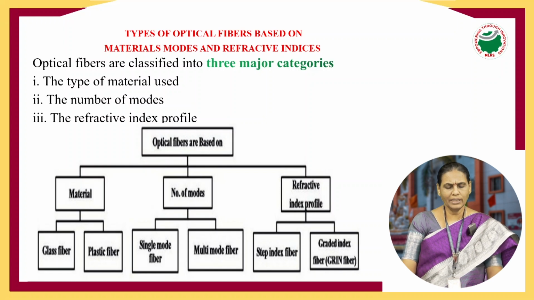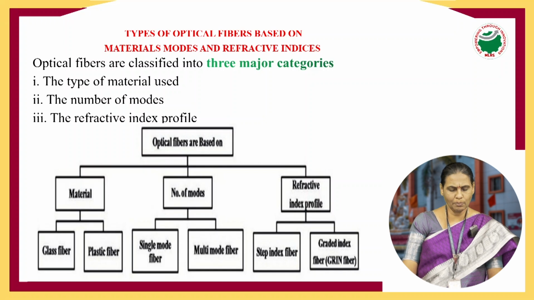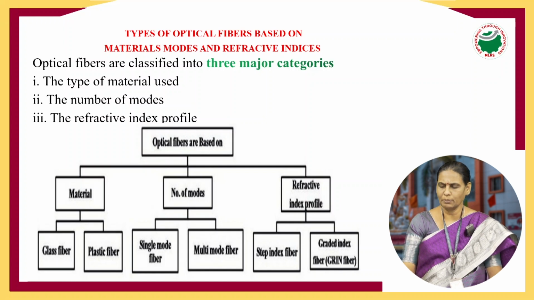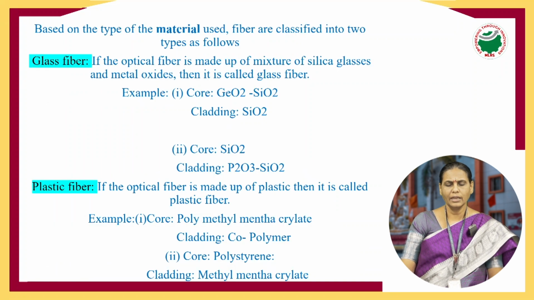You can see, based on the material, there are two different types: glass fibers and plastic fibers. Next, based on the number of modes, we have two: single mode optical fiber and multi-mode optical fiber. Last one, based on refractive index profile, we have two types: step index optical fiber and graded index optical fiber. So this is how optical fibers are classified. Next, let us go into detail one after the other.